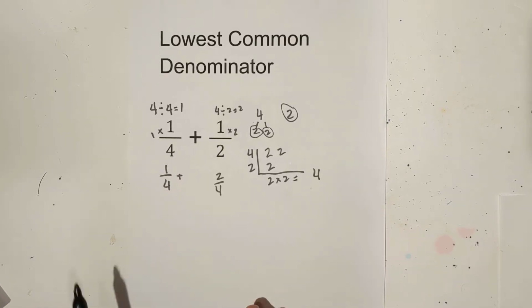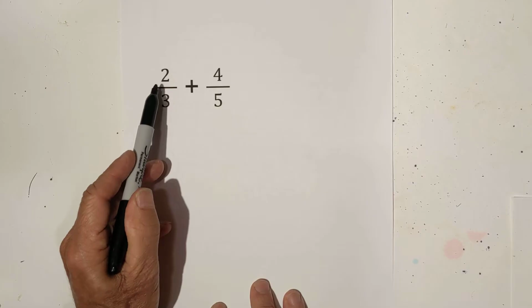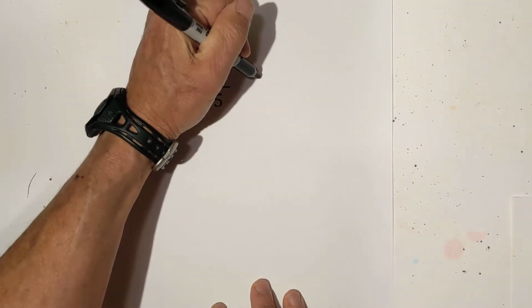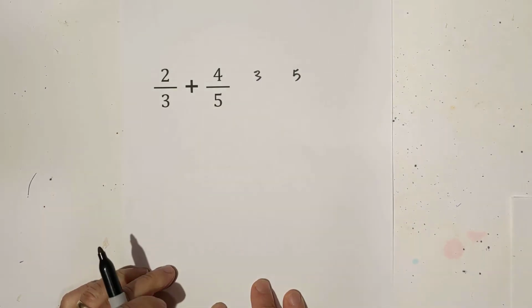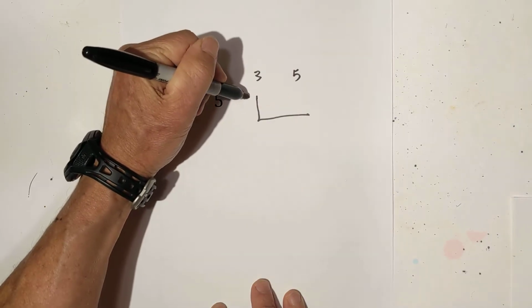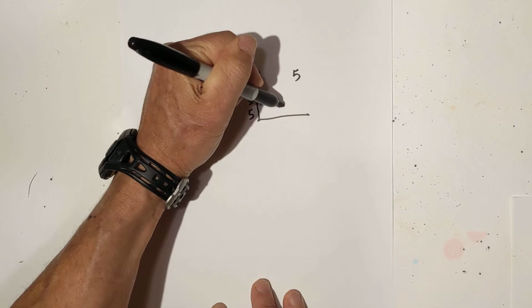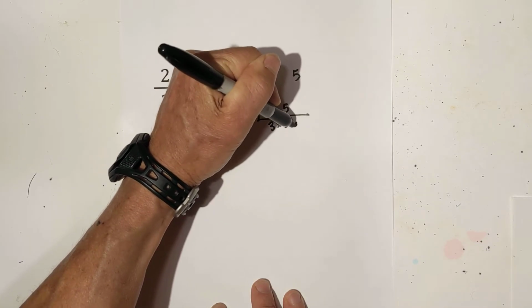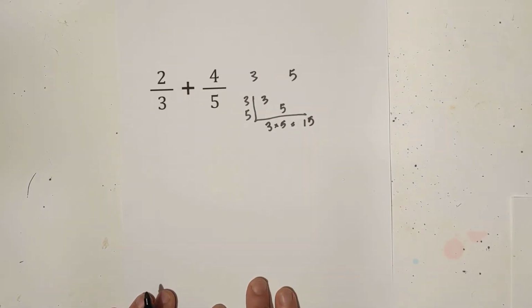But sometimes you get more complex numbers. So let's look at these. Now we have 2/3 plus 4/5. I'm going to do the same thing. The factor tree for 3 is just 3 because it's prime, and 5 is 5. If I draw my little chart, now obviously you may not need to do this, but I'll just show you, we have 3 and you have 5. You bring down the numbers. 3 times 5 equals 15. So your lowest common denominator is 15.